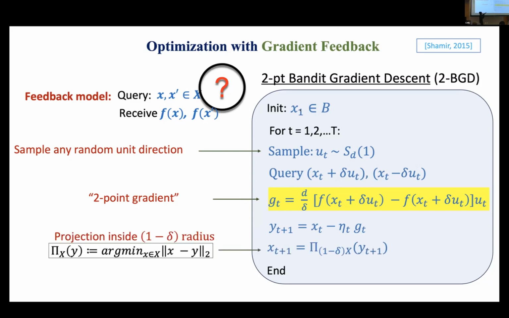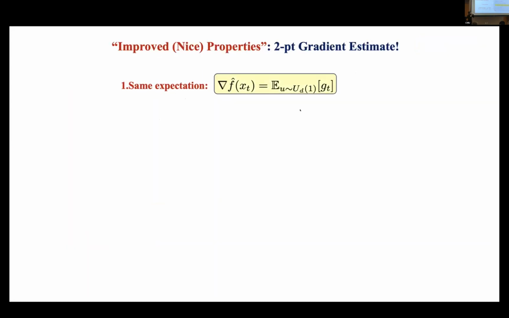The rest of the algorithm is exactly the same. You take a step in the opposite direction of the estimated gradient, you project it back to the 1 minus delta set, and exactly the same thing. So let's try to see how this algorithm performs.